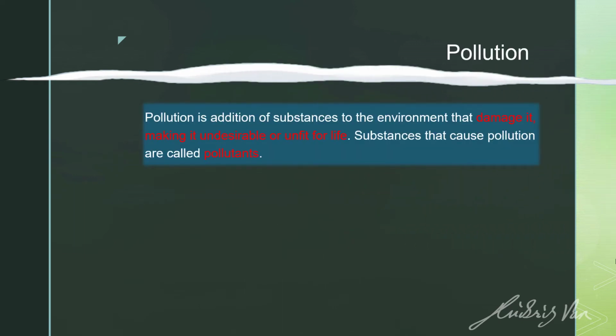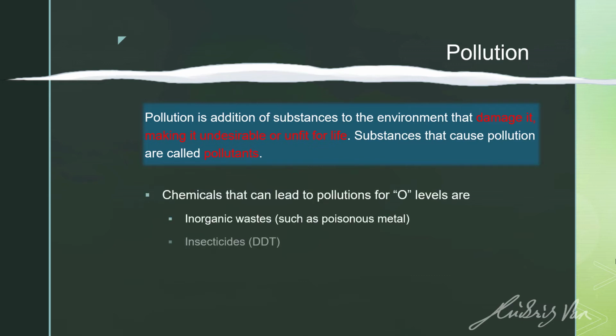Pollution is the addition of substances to the environment that damage it, making it undesirable or unfit for life. Substances that cause pollution are known as pollutants, and for your O-level syllabus, you need to know around 4 of them. Inorganic waste, such as heavy metals, for example lead, mercury, zinc. Insecticides, for example DDT. Untreated sewage and fertilizer, their impact is more or less the same, so I have kept them for the next video.